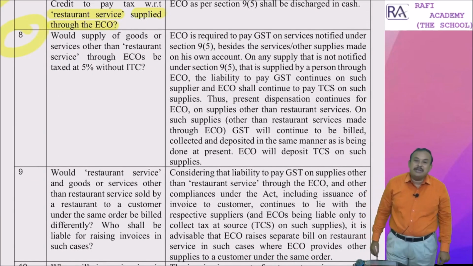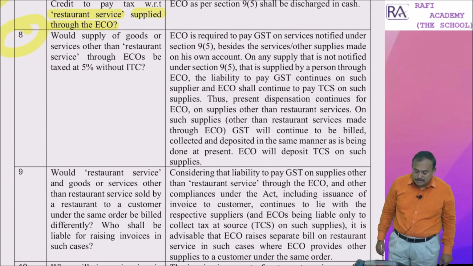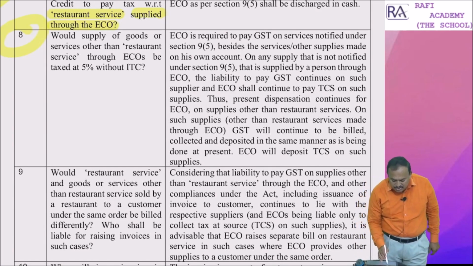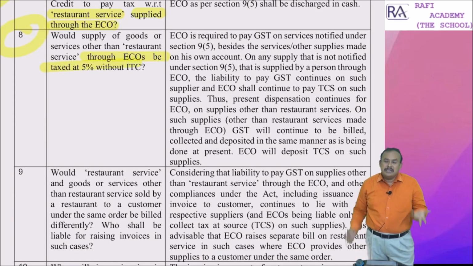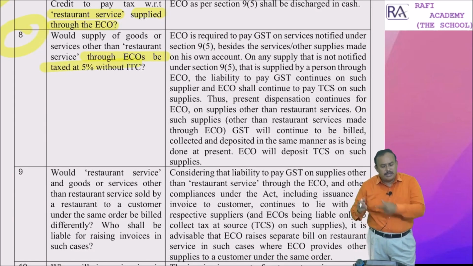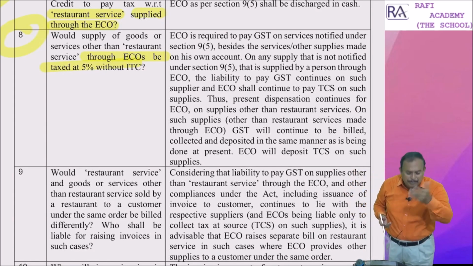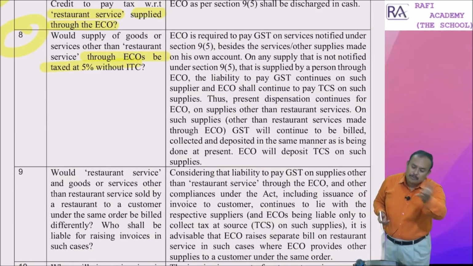Clarification by CBIC, Central Board of Indirect Taxes and Customs. Would supply of goods or services other than restaurant services through the e-commerce operator be taxed at 5% without ITC? It may be, may not be. Restaurant services 5%, no ITC. If the e-commerce operator is providing his own services, whatever GST is applicable, that will be applicable. Maybe 5%, may not be 5%. Whatever rate is applicable for the given supply of service, that will apply.